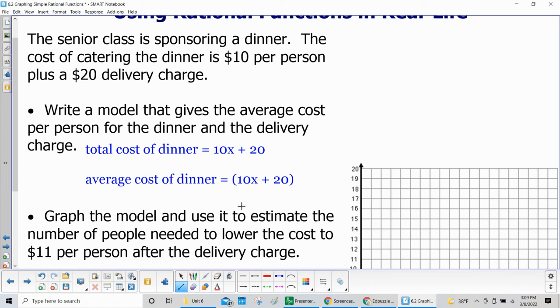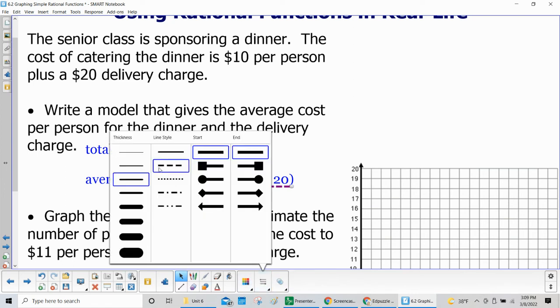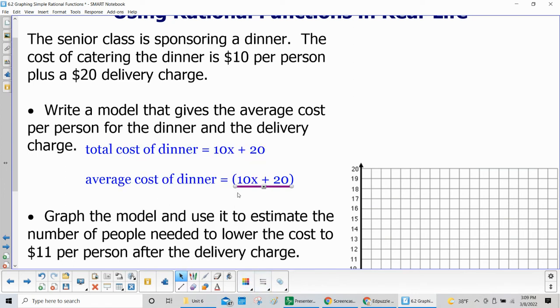Oops, that's fine. I wasn't going to do that line, but it's okay. We're going to divide that by all of the people in the dinner party, all of the people that attend it. So each person would just be X. So there's our equation, 10x plus 20 over X. Remember, the X's do not divide out because this 10 and 20 are part of the numerator value.